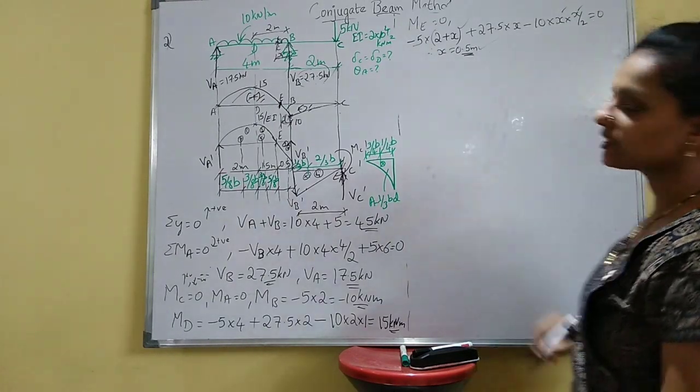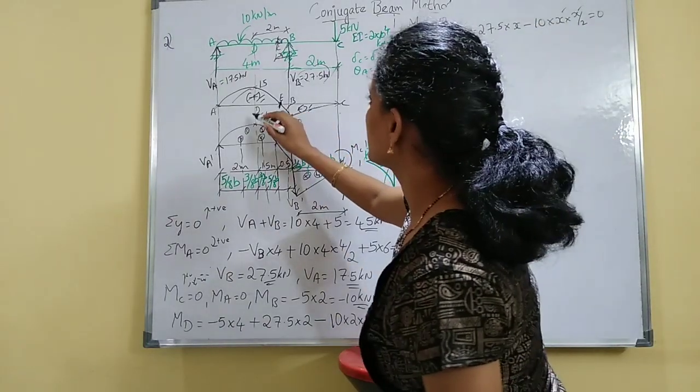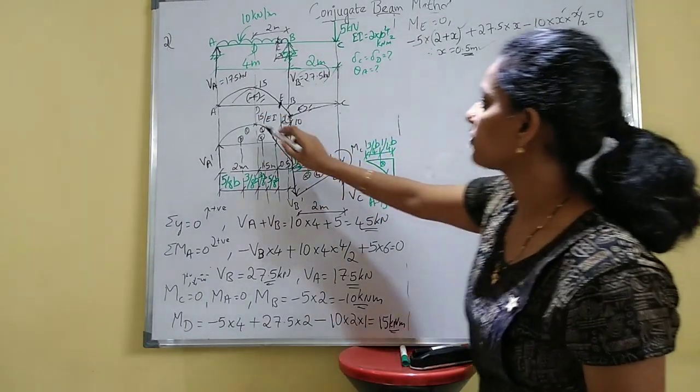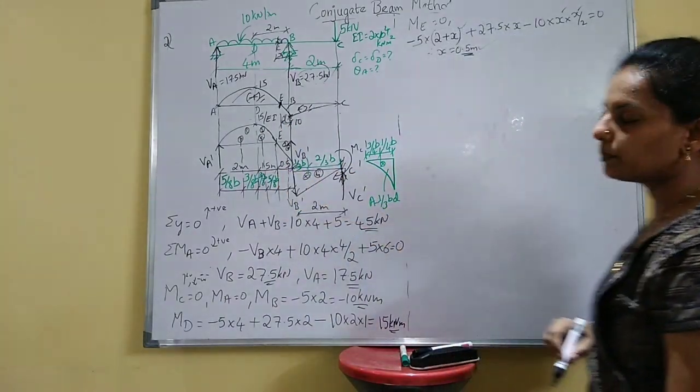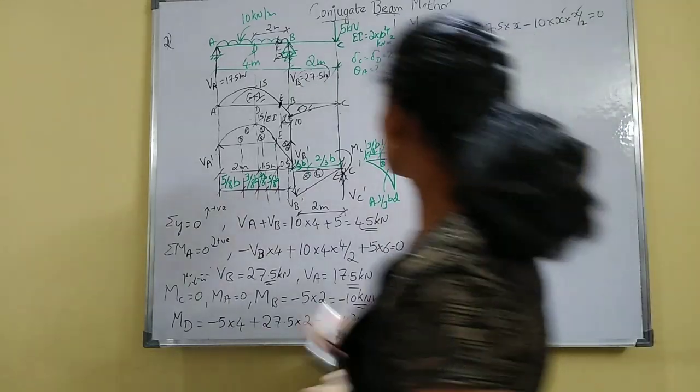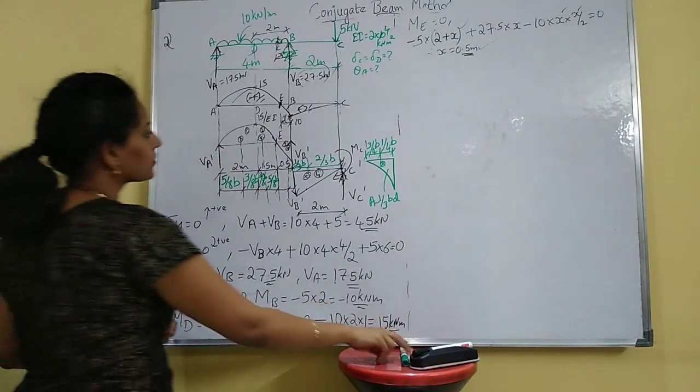Calculate, get the value of x, that is 0.5 meter, and the remaining distance is 2 minus x, that is 2 minus 0.5. This distance will be 1.5 meter. Once this is done, next to draw the M by EI diagram. So this is the M by EI diagram.